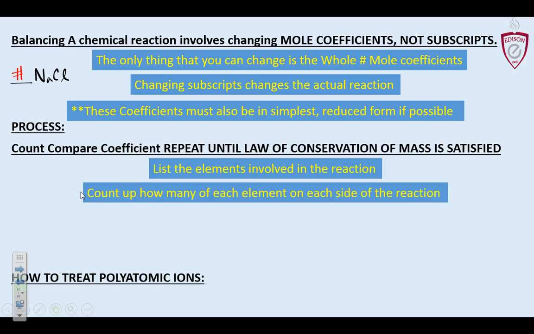And then we're going to go through and count them up. I do this the same way too. If I have 3 oxygens on the left, I'm going to write 3. And then I count how many are on the right. If there's 4, I put 4.